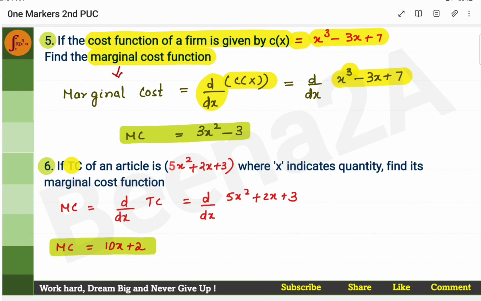Next one, if total cost of an article is given, x indicates quantity or output. Find its marginal cost function. Again, what is marginal cost? You differentiate total cost, you get marginal cost. So this is a total cost function. What is derivative of 5x square? It is 10x. Derivative of 2x is 2. Derivative of 3 is 0. So you get the marginal cost function here.